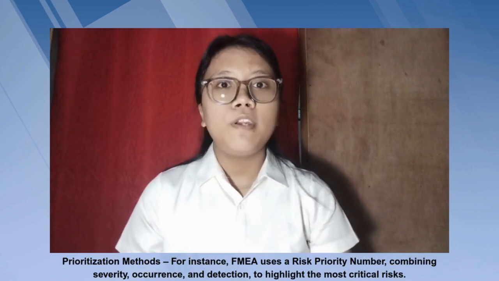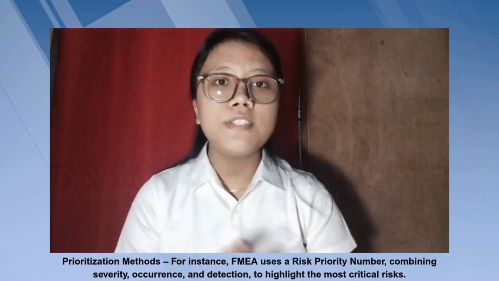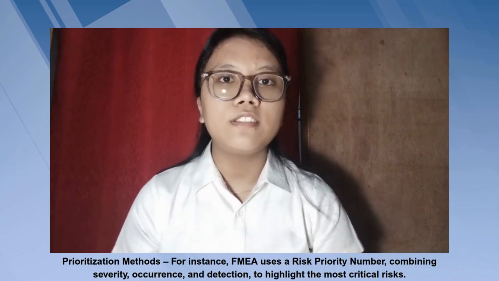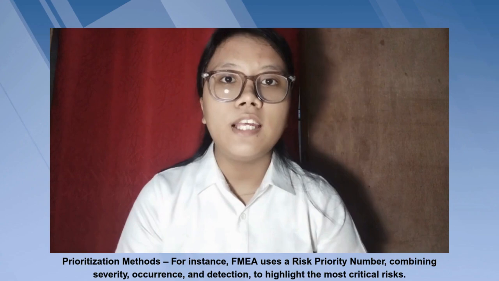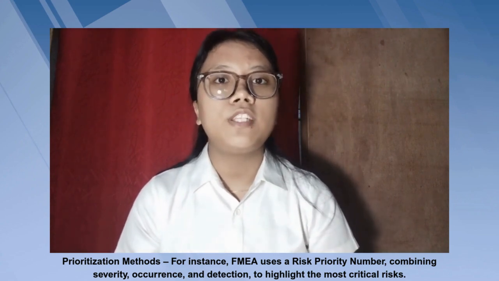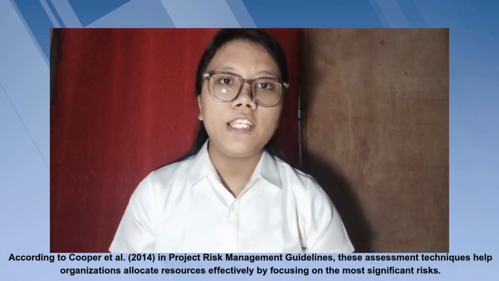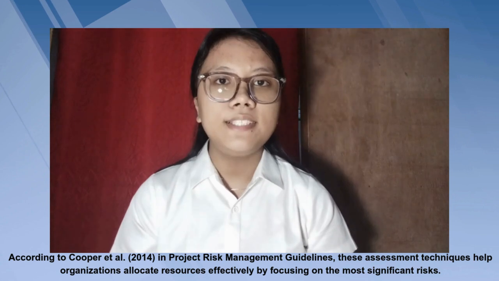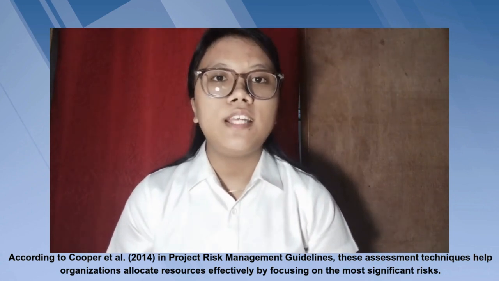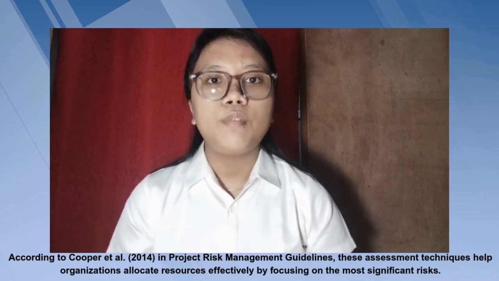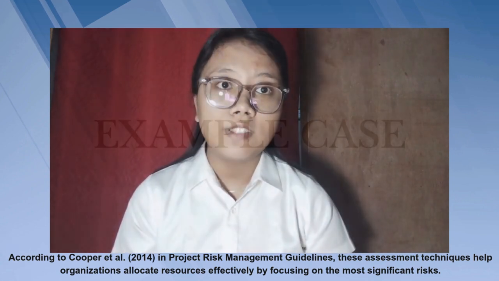In prioritization methods, for instance, FMEA uses a risk priority number combining severity, occurrence, and detection to highlight the most critical risks. According to Cooper, 2014, in Project Risk Management Guidelines, these assessment techniques help organizations allocate resources effectively by focusing on the most significant risks.